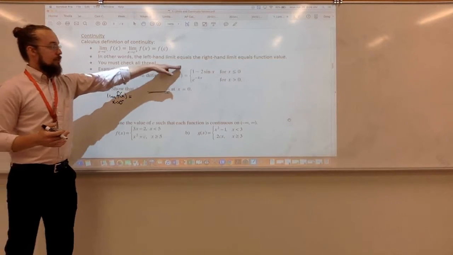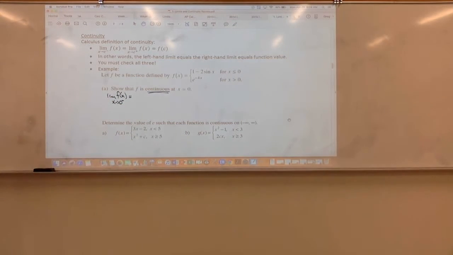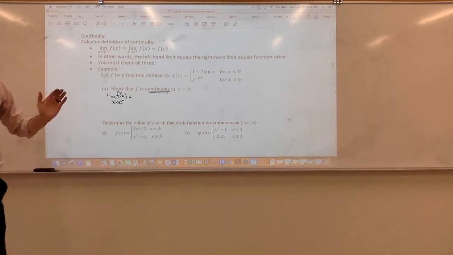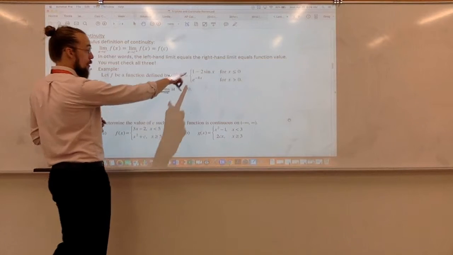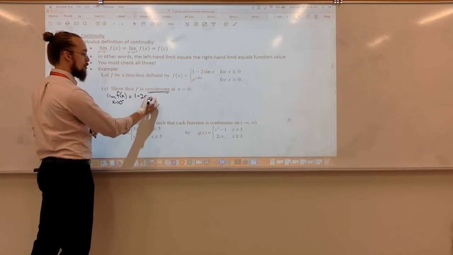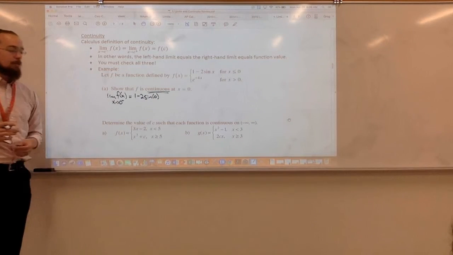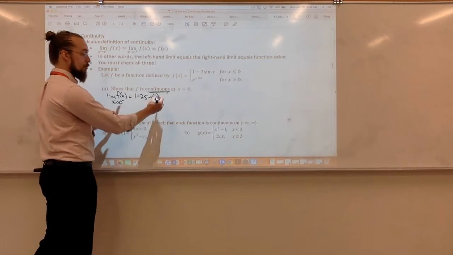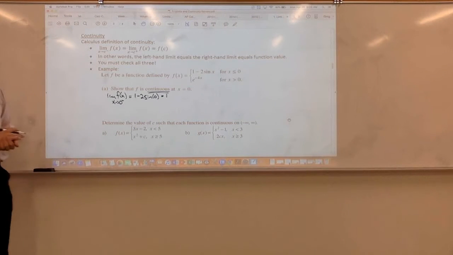If I'm looking at my function here, which piece is approaching 0 from the left? The top piece, right? Because this is the one that's defined for x less than or equal to 0. So I'm approaching from the left here, and I'm going to plug 0 into this piece. So I'll say 1 minus 2 times the sine of 0. What's the sine of 0? 0. So this would be 1 minus 0, which is 1. So the limit as x approaches 0 from the left is 1.